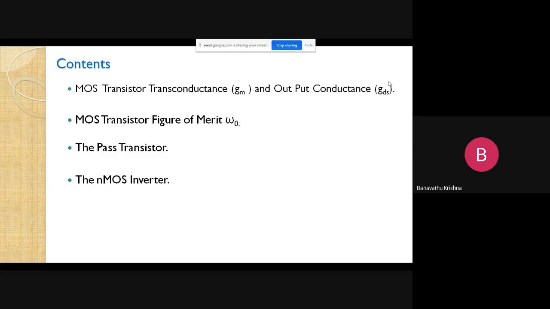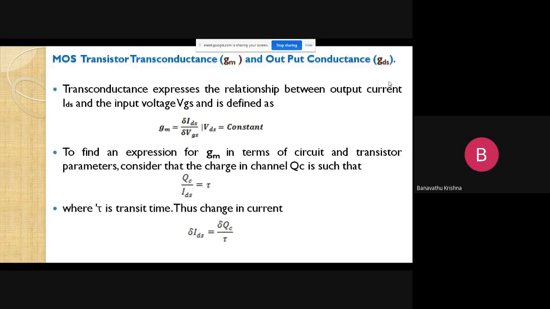The inverter is implemented by using NMOS here. So how is it going to work? By using the construction of the NMOS transistor for the implementation of the inverter, right? So the first case here is MOS transistor transconductance and output conductance, that is GDS, right?